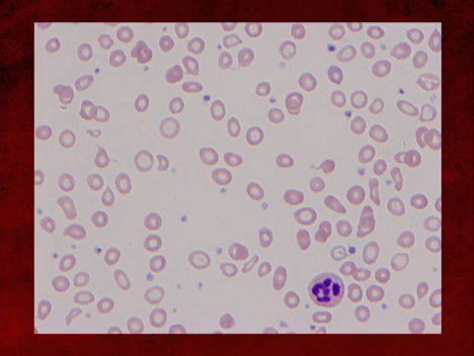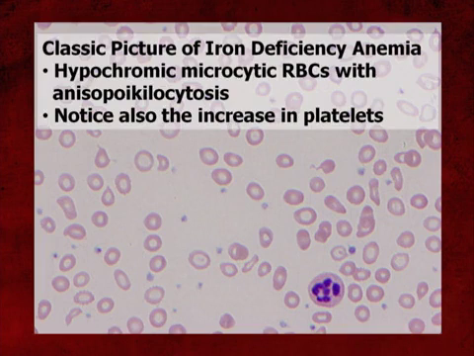This you can see, and I would challenge you to say that this is what you ought to be able to recognize as iron deficiency anemia. Small, lots of different sizes, lots of different shapes. How's that central pallor look to you? Way too big, right? Okay. Any question on the smear? Okay. Classic picture of iron deficiency. Hypochromic microcytic RBCs. Notice the increase in platelets. Did you notice them? Okay.